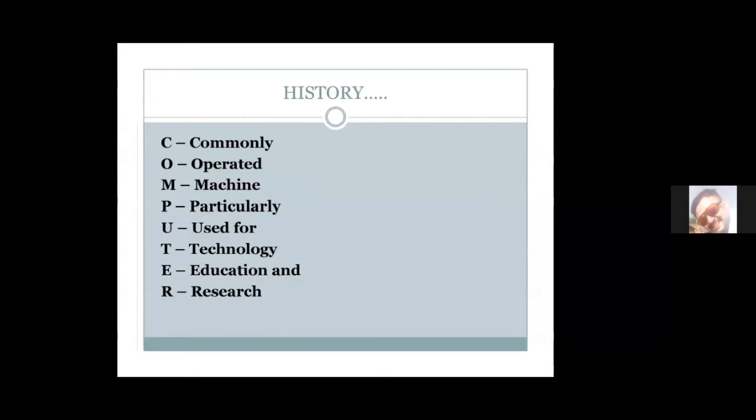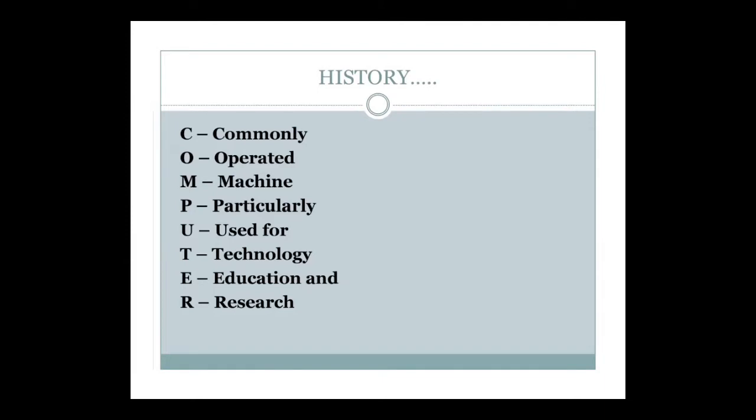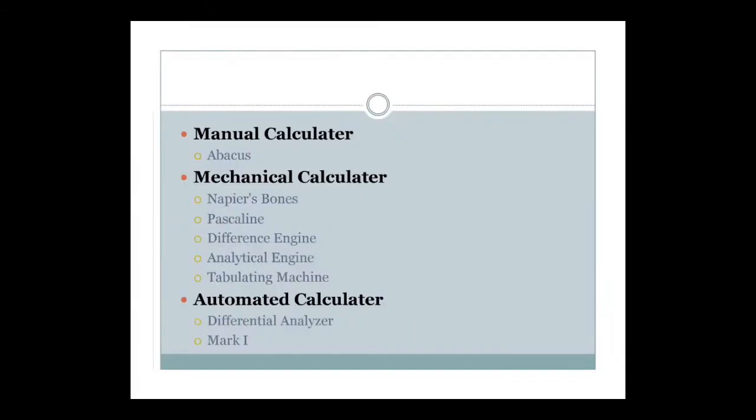It's a single word, but actually it's an acronym. If you see it closely, it's commonly operated machine. So it's a machine which we normally use to do particular things, or particularly used for technology, education, and research, right? Nowadays we use it in very day-to-day life, so we are very familiar, and it becomes very ordinary to us. But actually, it is used for technology, research and education purposes, right? So let's start our journey towards the history of this computer and communication machine.